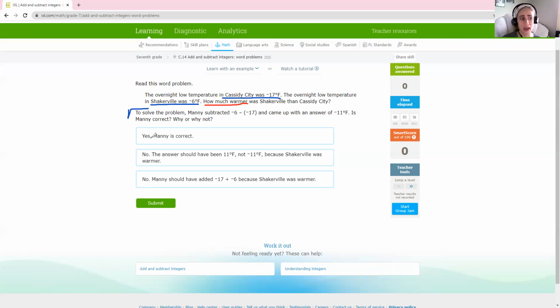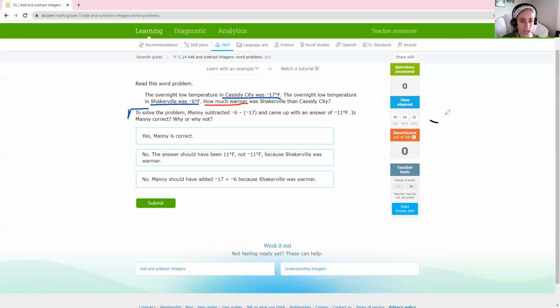First, let's verify that Manny set it up correctly. Well, we have negative 6 degrees was Shakerville, negative 17 was Cassidy. And if I want to know how much warmer Shakerville is than Cassidy, then yes, I would subtract because I want to know the difference. And that difference is how much warmer the one city is. I agree with the way Manny set it up.